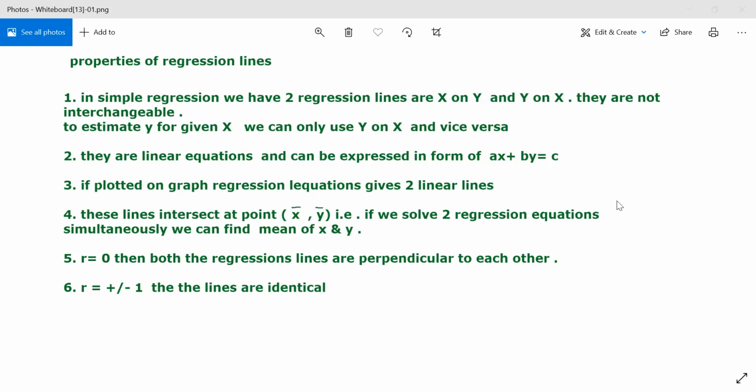So if they have given you two regression lines, and you have to find the means, then you have to solve them simultaneously. If you solve the equations simultaneously, you will get bar x, bar y.